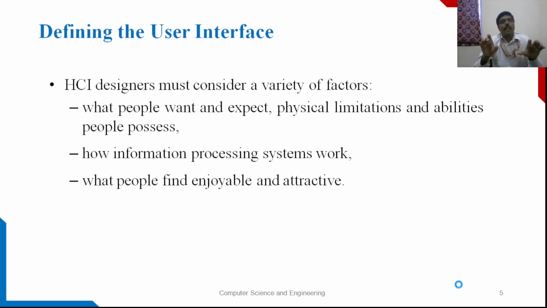Human-computer interaction design must consider a variety of factors. The first factor is what people want and expect, and how the information processing system works, and what people find enjoyable or attractive. We also consider the physical limitations and abilities of people, and the designer must also consider the technical characteristics and limitations.